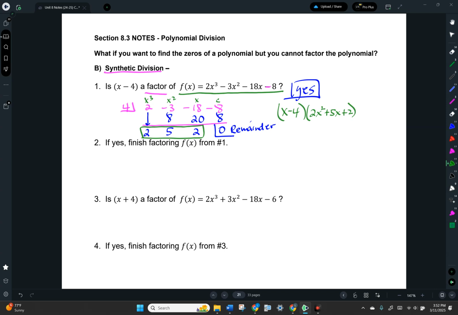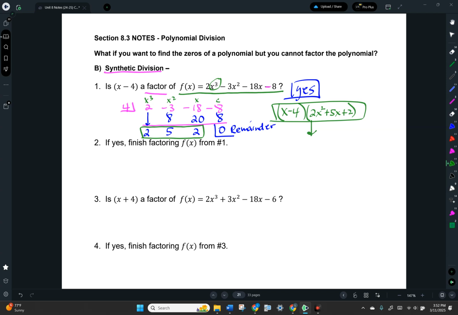So remember, your answer always starts with one less exponent than you started with on the original polynomial. So is x minus 4 a factor? Yes. Specifically, this is the factored form so far. Okay, so number 2, it says, okay, if yes, and that's what we said, then finish factoring that. Well, here's where I am right now. Can you factor that any further?